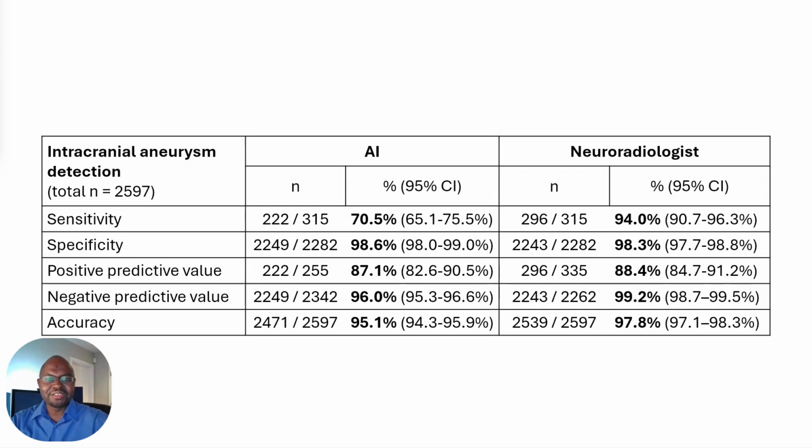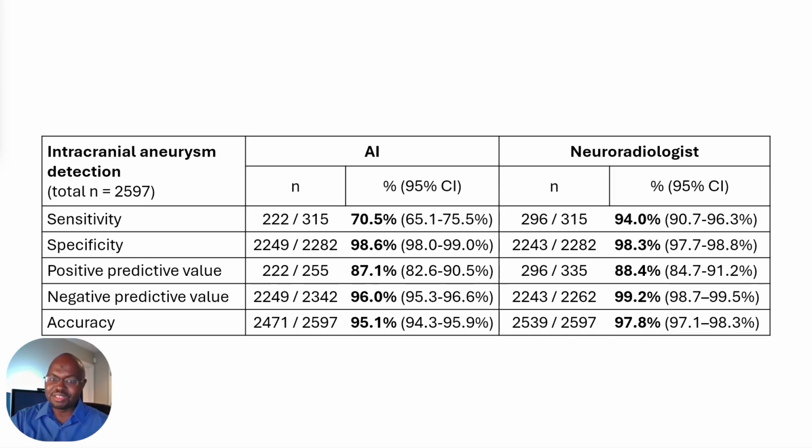So let's get to what the listeners really want to know. In this retrospective review of a bunch of studies from your institution, how did the AI actually do versus the neuroradiologists? So compared to neuroradiologists, if you look at the sensitivities, you can see that AI had a sensitivity of 70.5%, while neuroradiologists had a sensitivity of 94%.